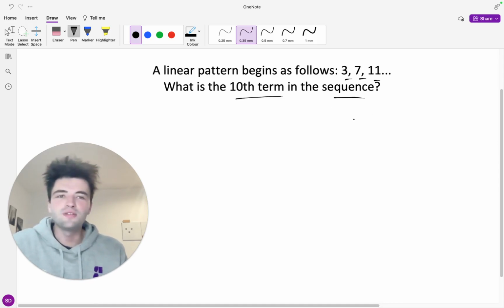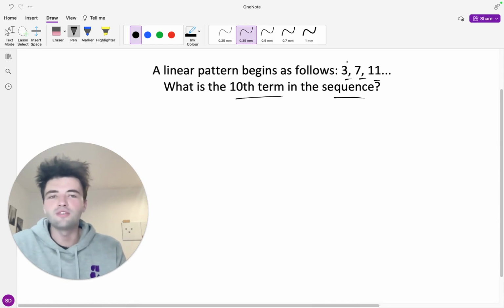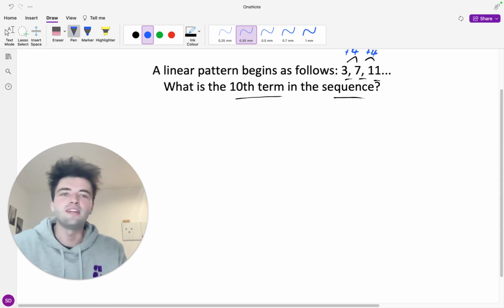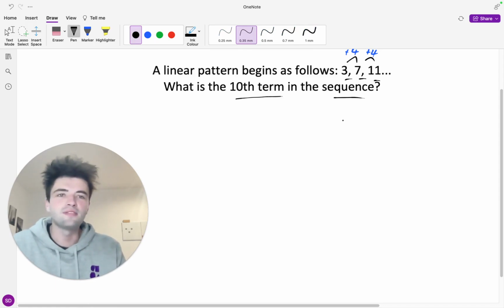The first way is just to do it manually. So if we look at 3 to 7 and 7 to 11, what we're going to notice is that the difference between each term is going to be 4. So you add 4 each time, so you add 4 to 3 to get 7, and then you add 4 to 7 to get 11. And so basically you could add 4 another 7 times, and you would get up to the 10th term.